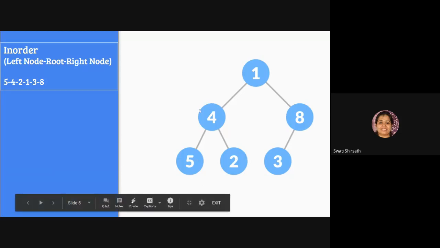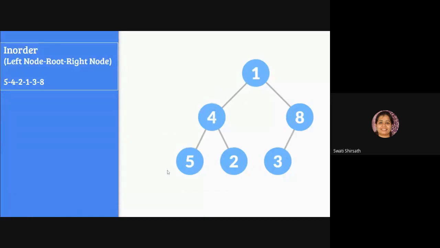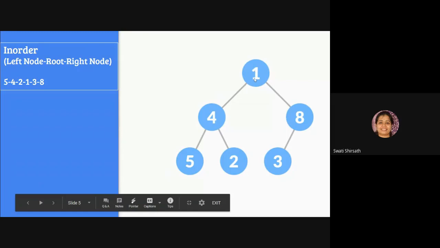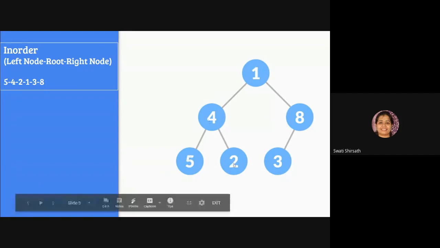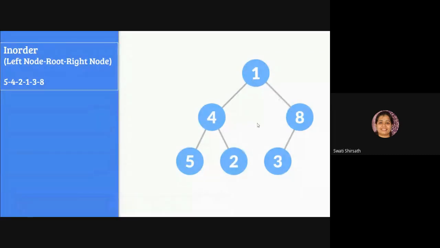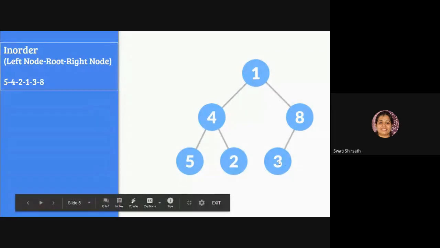Now we are done with this tree. Now we are done with the left side of 1 basically. Now we go back to the 1. Then we'll write down 1. So we have written 5, 4, 2. Now we will write 1. Now we'll go to the right side of the 1, the right tree of the 1.